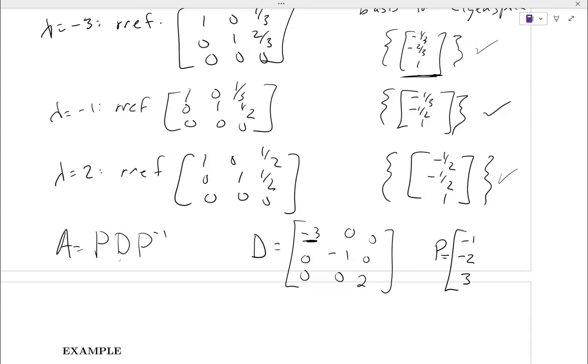Since we wrote -1 second, I'll multiply everything by 6, use -2, -3, 6 for that one. Or if you want to leave the fractions, it's fine. I'm just clearing them. Okay. And in the next one, we would have -1, -1, 2. So there are those fractions. This is my matrix P that I will use. That's my matrix D that I'll use.